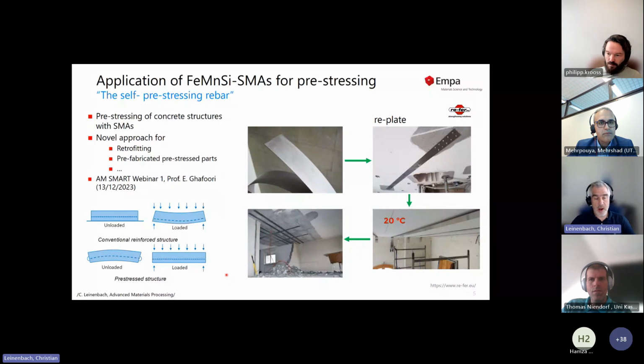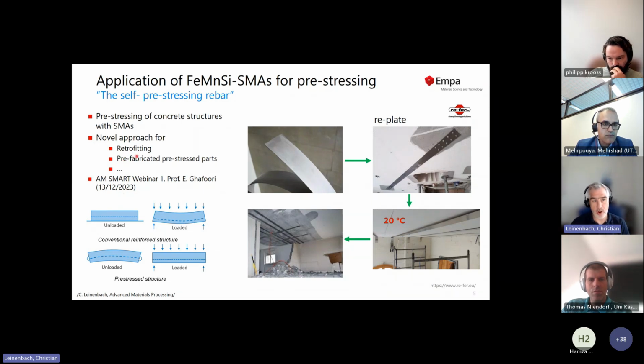Also, just here to remind the people, or those that are not so familiar with it, what we have done here at Empa. Well, we have developed a self-pre-stressing rebar. So you can see a bit what we can do. You can make plates or rebars, fix them in concrete structures, and heat them. And because they are constrained, you can activate the shape memory effect, but they do not change their shape, but build up stresses as a result of that.